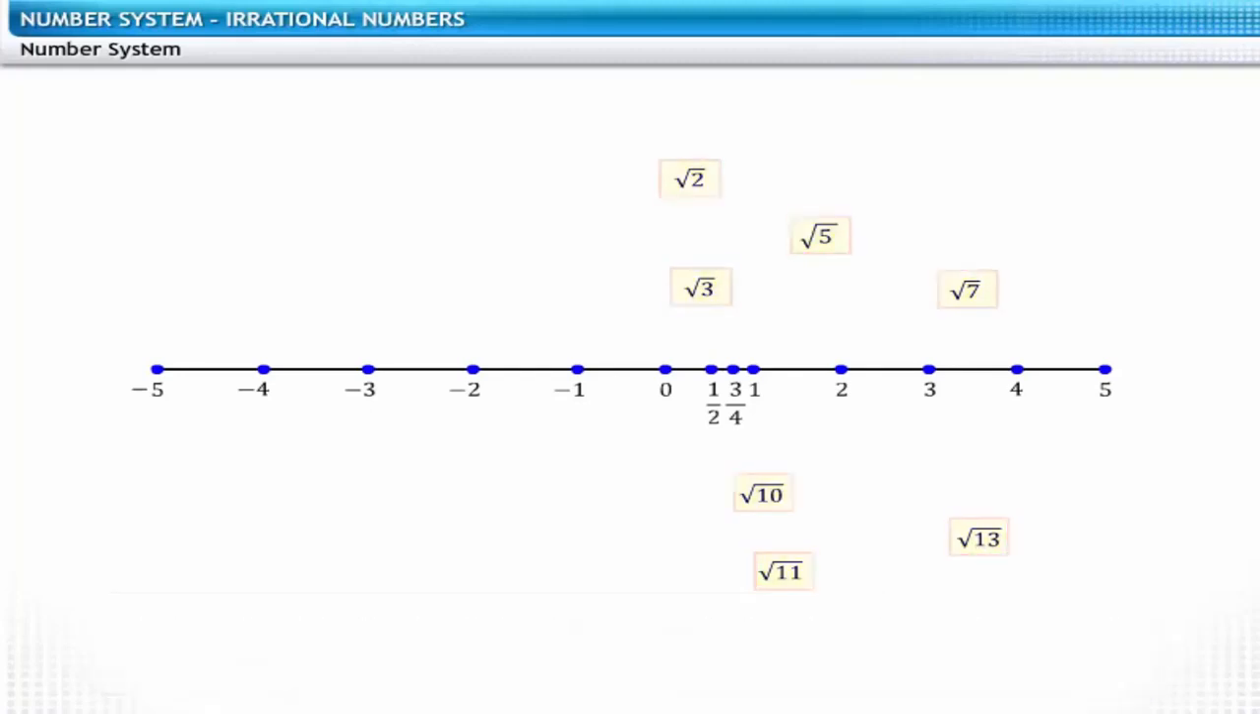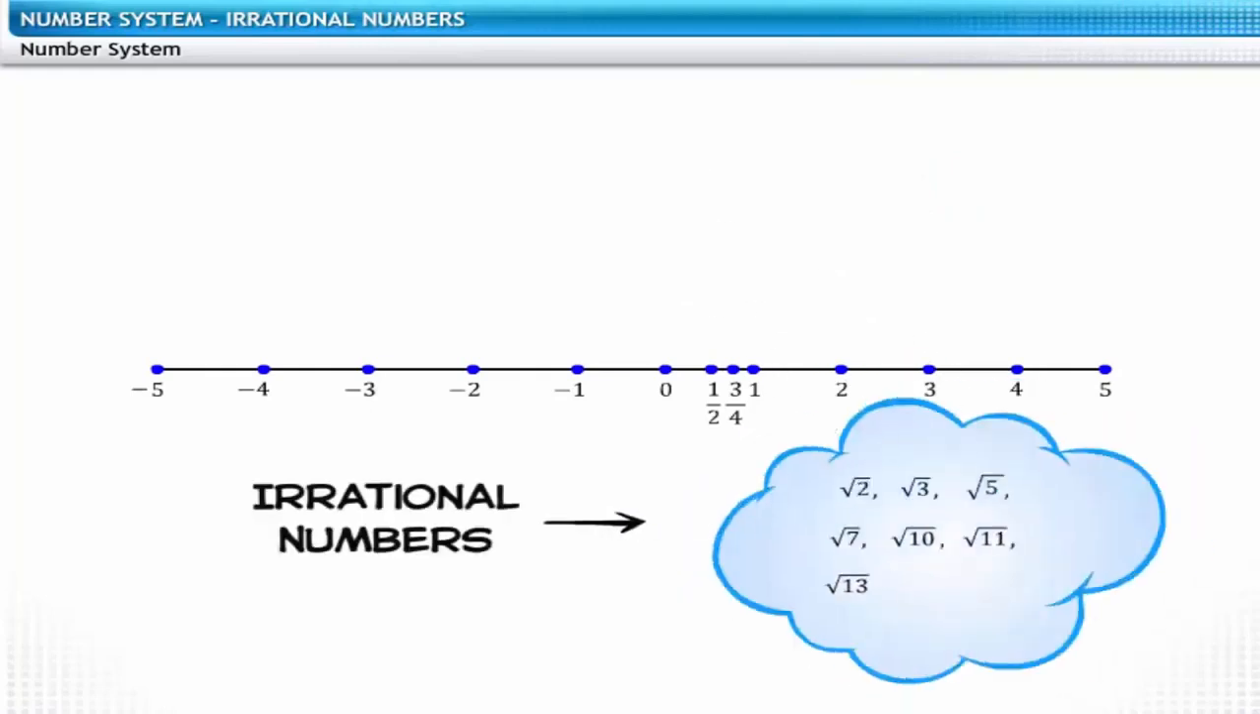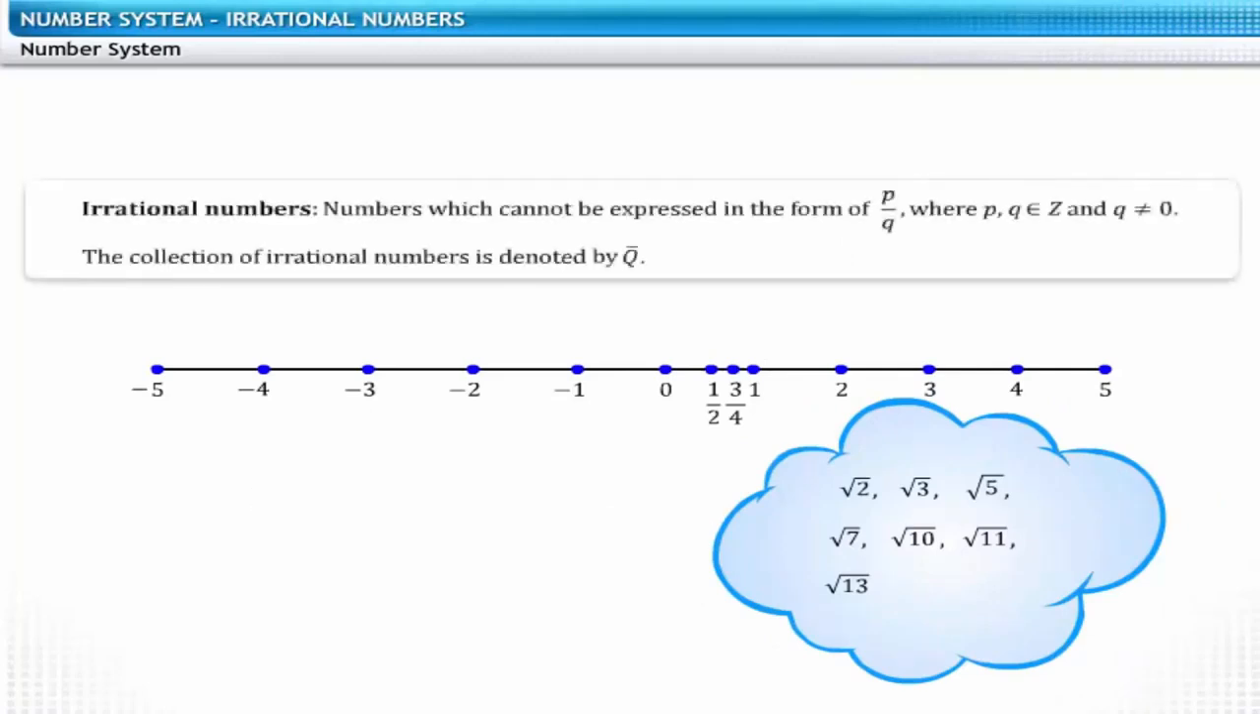Now, let's consider the numbers that are remaining. Can these numbers be expressed in the form of P upon Q? No, none of these numbers can be written in the form of P upon Q. Let's read out the formal definition of irrational numbers. Numbers which cannot be expressed in the form of P upon Q, where P and Q are integers and Q is not equal to 0, are called irrational numbers. The collection of irrational numbers is denoted with Q bar.